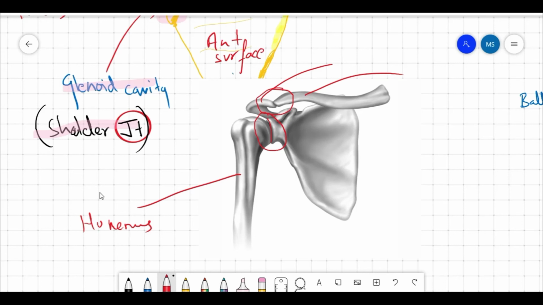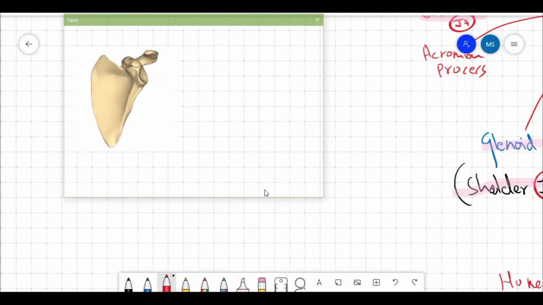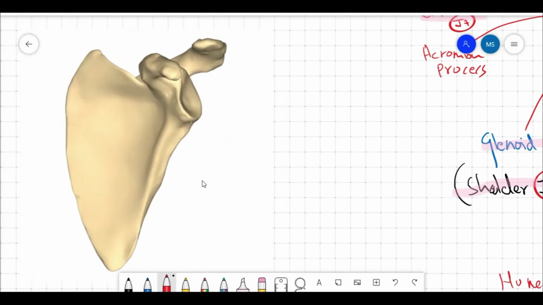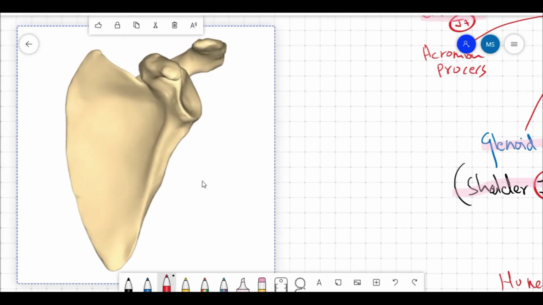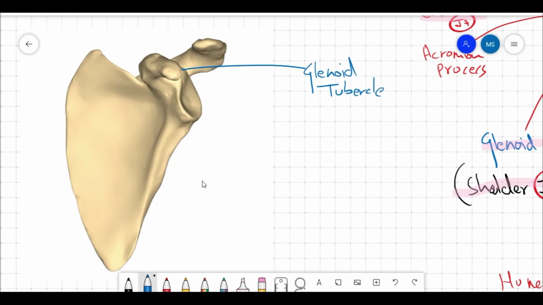Now one thing that is very important, so let's take another photo of the scapula. We are seeing it from the anterior side. At the superior side of the glenoid cavity here is the superior glenoid tubercle, and here is the inferior glenoid tubercle.